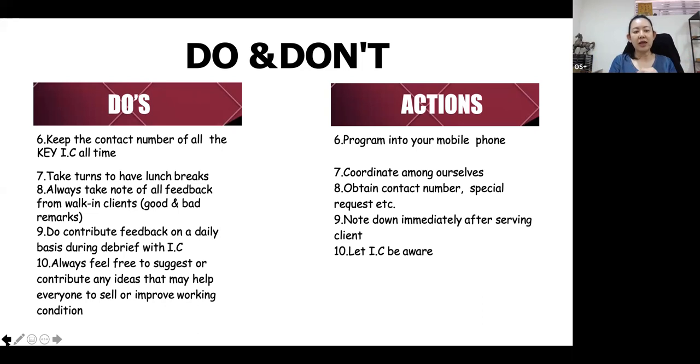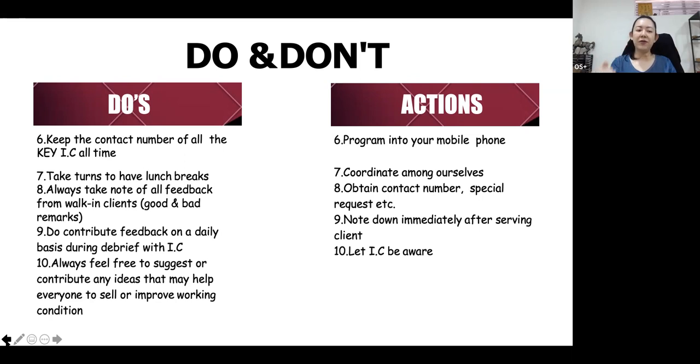Take turns to have lunch. Always remember that if we are a team, there are also other teams in the sales gallery. Don't everybody go in one shot. Leave one or two people there in case a customer comes in. You can coordinate yourselves.